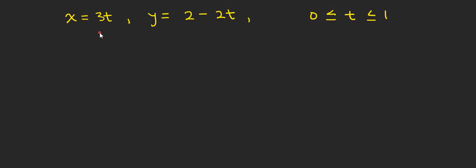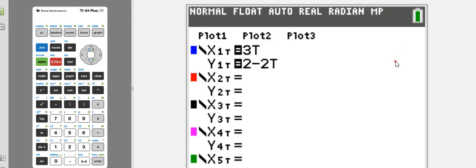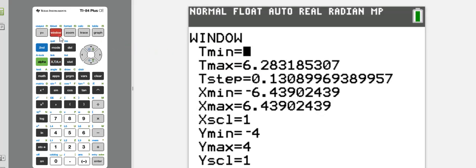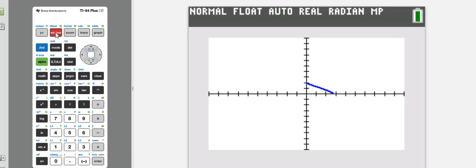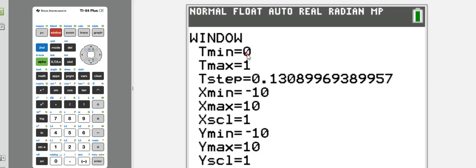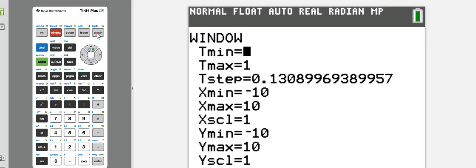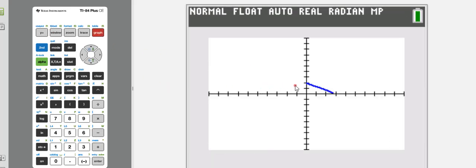Now let's see what happens when we graph x equals 3t and y equals 2 minus 2t from t going from 0 to 1. So we got x equals 3t and y equals 2 minus 2t. And let's go to window. And we're going from 0 to 1. So make sure when you go to your window, your t is going from 0 to 1. So when you graph that, you get a line segment.